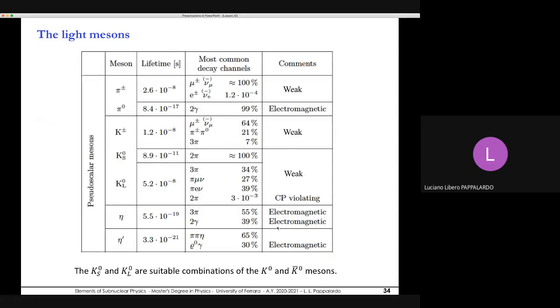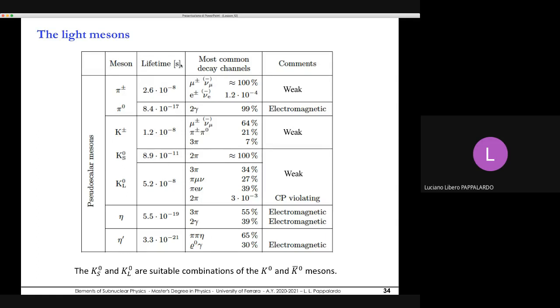Now here we summarize a little bit the properties of the low-lying pseudoscalar mesons. So we know already pretty well the pions. The pi plus and pi minus decay with a lifetime typical of the weak interaction into final states that include neutrinos. So these are pure weak processes, of course. The pi0 instead has a much shorter decay time, and this is because the decay occurs through the electromagnetic interaction into 2 photons with a 99% branching fraction.